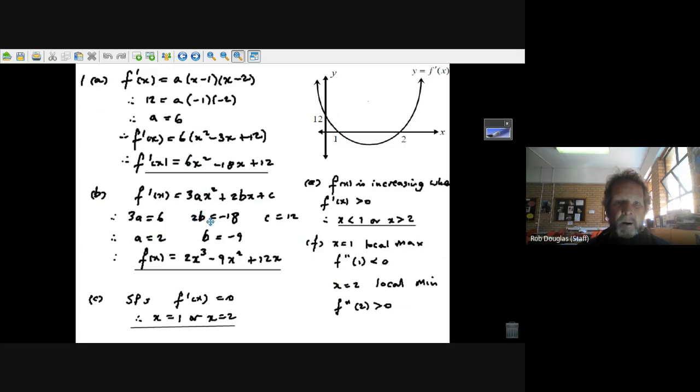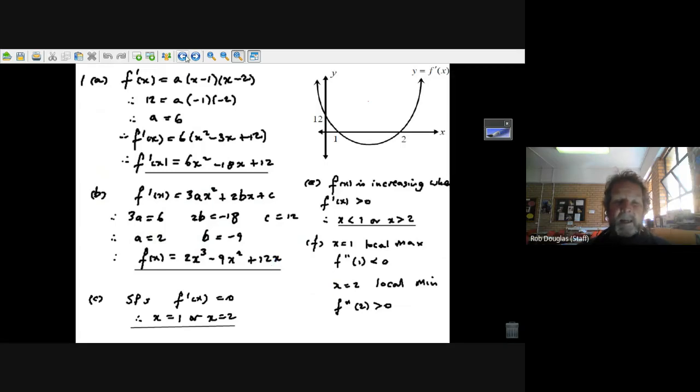We know that 2b must be equal to minus 18. So that's b is equal to minus 9. We already know that c is 12 in here. So c is 12 because it's the y-intercept. So there is the equation. F of x equals 2x cubed minus 9x squared plus 12x.